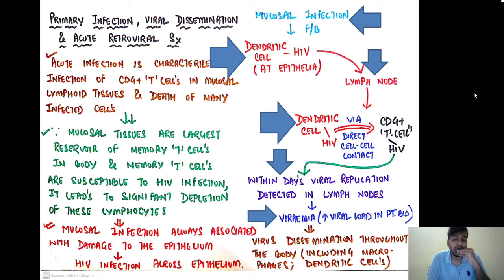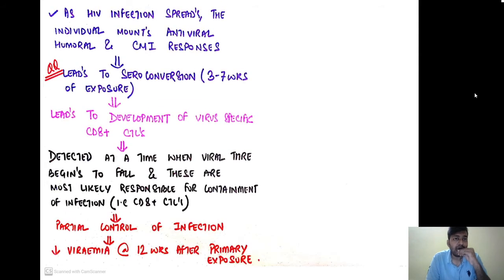There is an increased viral load inside the patient's blood, that is followed by virus dissemination throughout the body, including the macrophages and the dendritic cells. Now, as the HIV infection is spreading, the individual mounts antiviral humoral as well as cell mediated immune responses, and that is going to lead to seroconversion in 3 to 7 weeks. So you will find seroconversion, that is antibodies against HIV, in 3 to 7 weeks of exposure to the virus. That is going to lead to development of viral specific CD8 plus cytotoxic T cells.